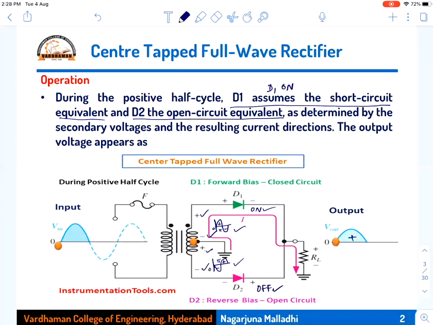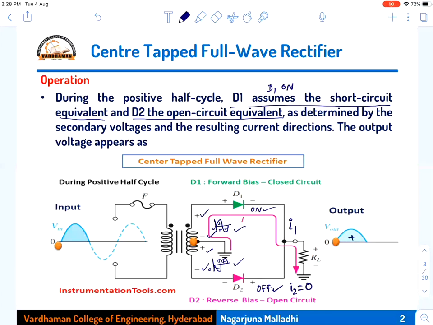Now the secondary voltages and the resulting current directions. If you see, secondary voltages are like this, indicated by the waveforms: positive cycle in the first portion and negative cycle in the second portion, in the bottom portion. And the current will be flowing only in the diode D1. That current we can call the I1 current. Because of the I1 current, I2 current is 0. I2 is 0 here. I1 is flowing, I2 is 0.